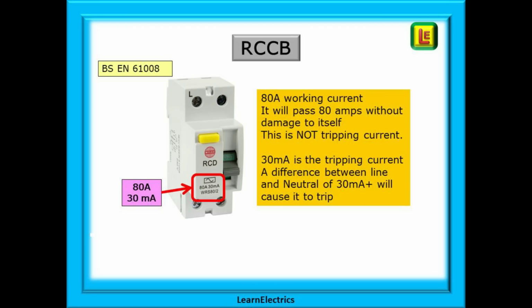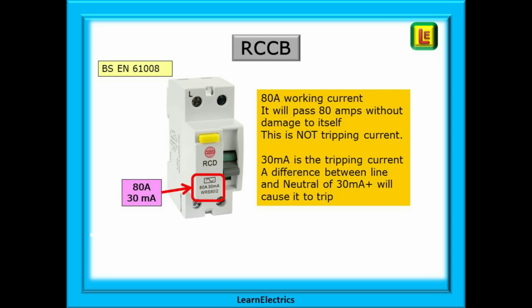If we look at a typical RCCB, and this one shows 80 amps, 30 milliamps on the front, what is this telling us? 80 amps is the working current. It will pass 80 amps without damage to itself, 7 days a week, 24 hours a day. But this is not tripping current. Even if the current went up to 100 amps or more, it would not trip if the line and neutral were both the same. There is no protection for this, and the device may be damaged.